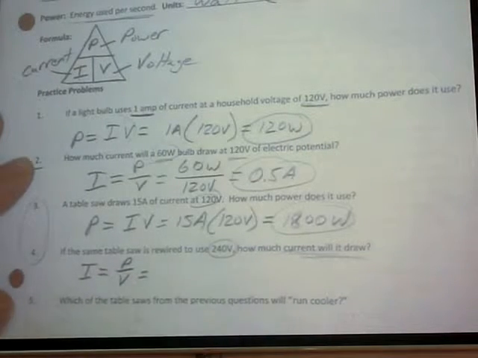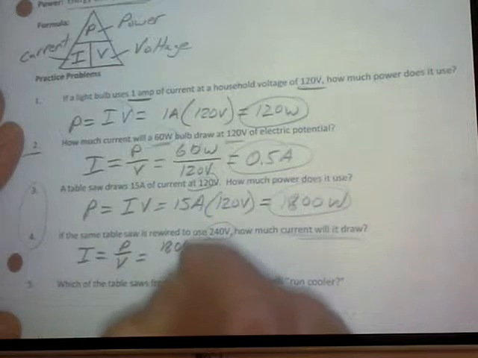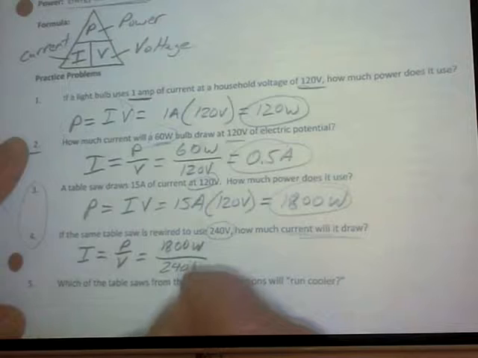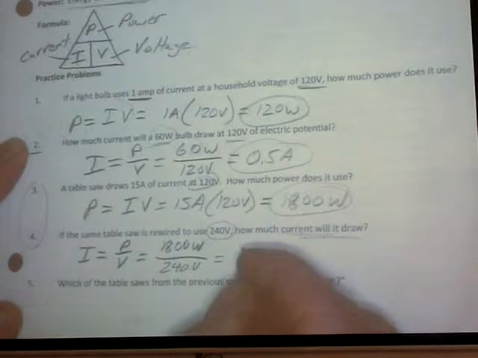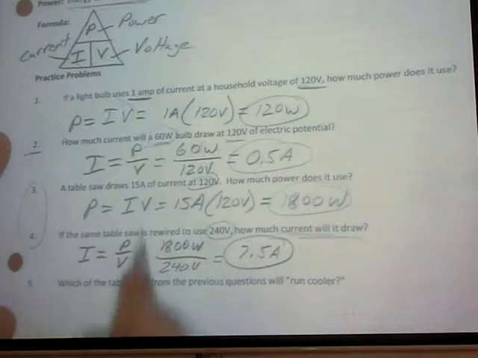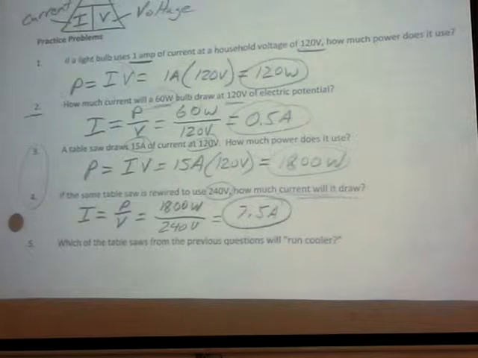So I know the power of the table saw is what? 1,800 watts. Still the same table saw, requiring the same amount of energy per second. And now I've got a different voltage. I've got 240 volts. When I divide that, I get 7.5 amps. So before, it was a 15 amp table saw. Now it's a 7.5 amp table saw. Which one would you guess is going to run cooler? Which one has less of a chance of overheating the wires? The 15 amp or the 7.5? 7.5. It's got less current going through the wires, so the wires aren't going to heat up as much.